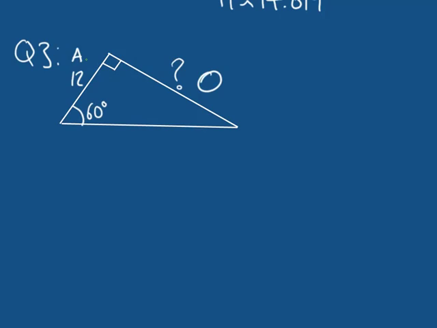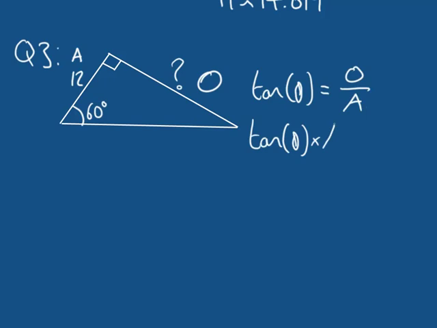So we need a trigonometric ratio that relates the adjacent and the opposite. There's only one of those. That's the tangent ratio. So tan of theta is equal to the opposite over the adjacent. We can rearrange this to find the opposite simply by multiplying both sides by the adjacent. So tan of theta times adjacent is equal to the opposite.